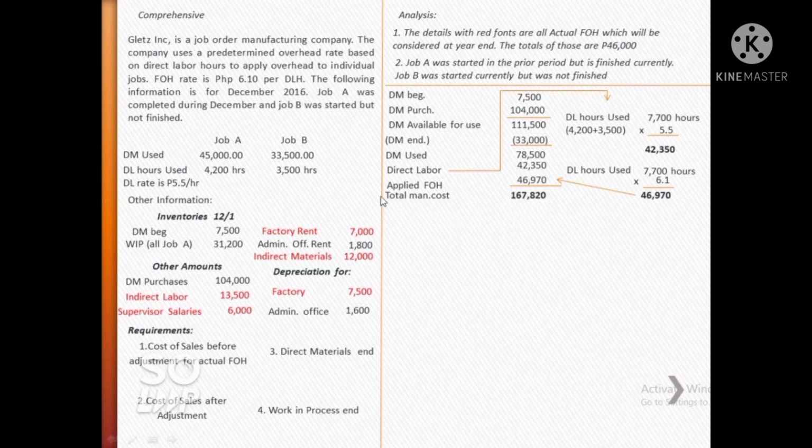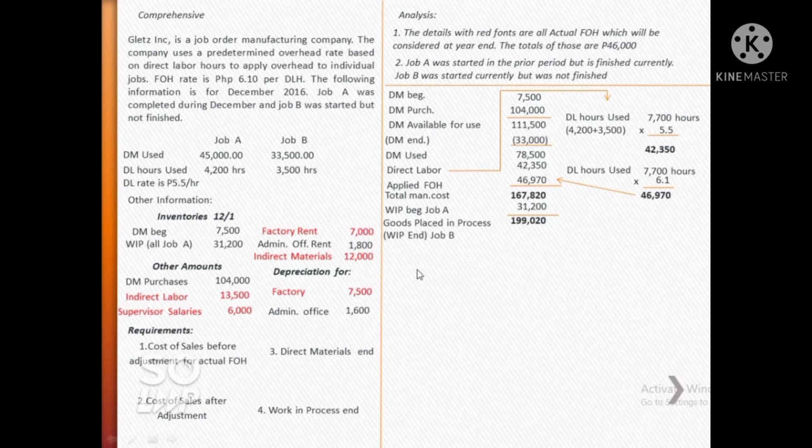167,820. Now, based on our knowledge earlier, we need to add the WIP beginning, which, according to the problem, is job A. It's already given. That is 31,200, so no need to compute. So, 167,820 plus 31,200, then you have the goods placed in process, 199,020. Now, you deduct the unfinished, and we all know that job B is the unfinished. However, the WIP end cost, or the job B's cost, was not given, so you need to compute that.